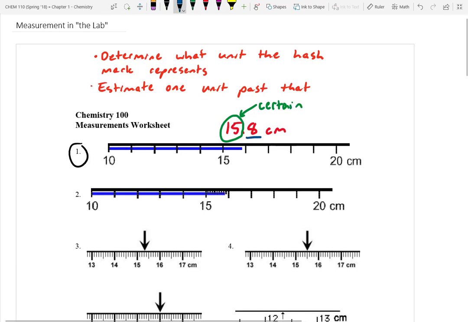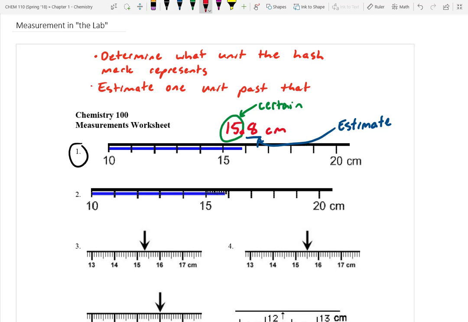However, this unit over here, we want to estimate. So we want to estimate 1 unit past what we're certain about, right? Does that make sense? It's really important that you do this in a lab setting, because this will impact any of your calculations afterwards. If you don't have enough digits in there, it'll actually change your calculation.